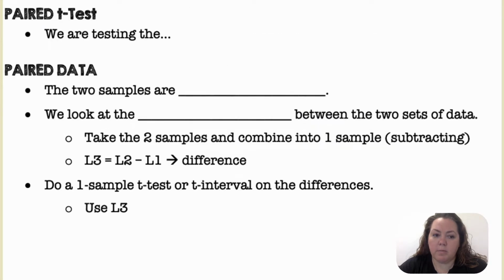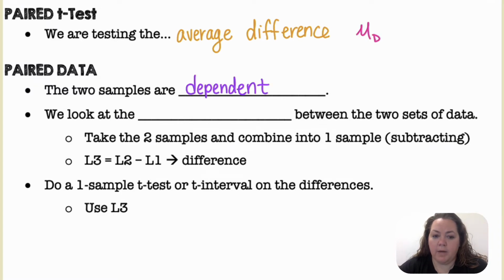All right, so this is going to be a paired t-test. We are testing the average difference. With paired data, we have two samples that are dependent on each other. They're coming from the same population. In our average difference, we're going to use the symbol mu d. We look at the difference between the two sets of data.